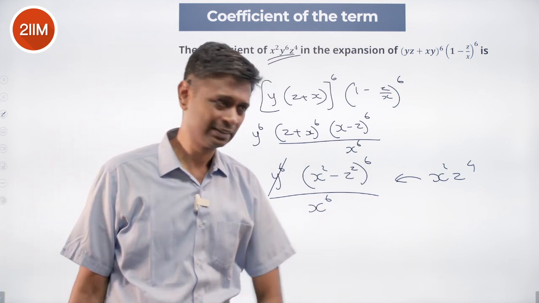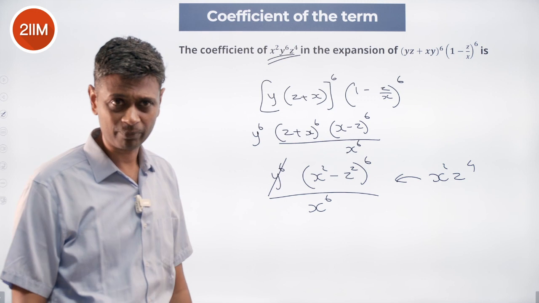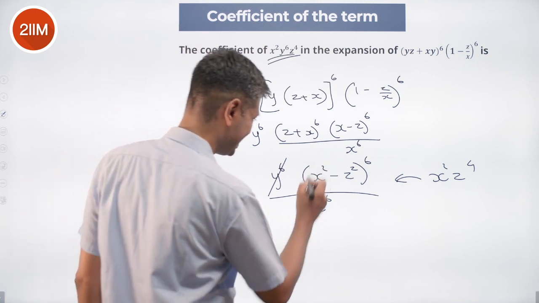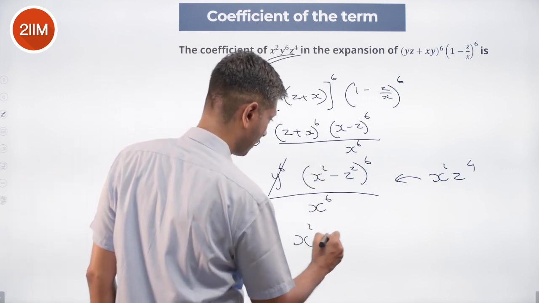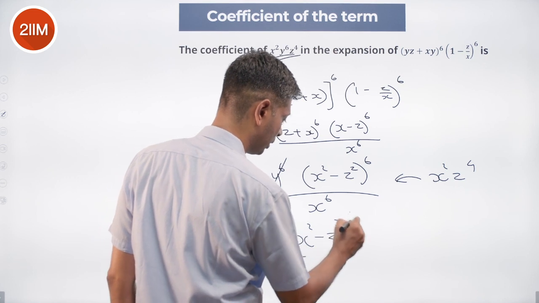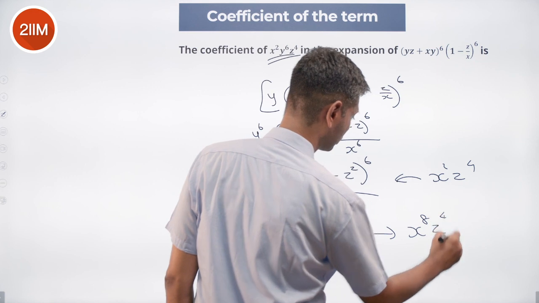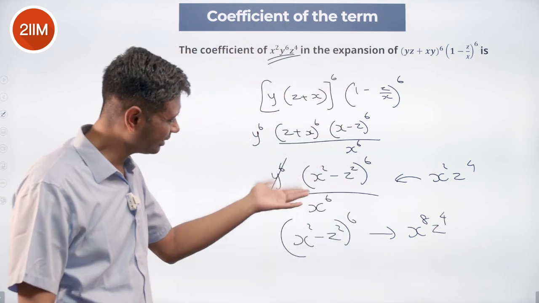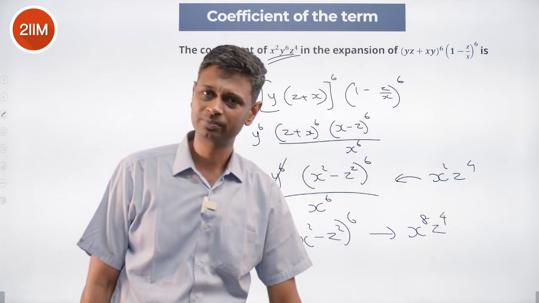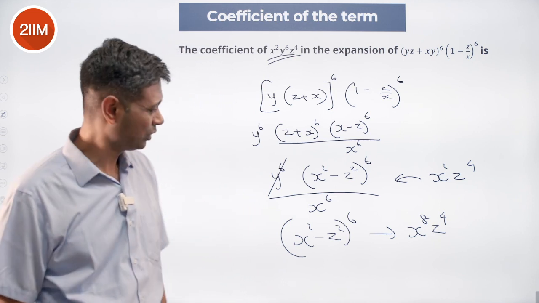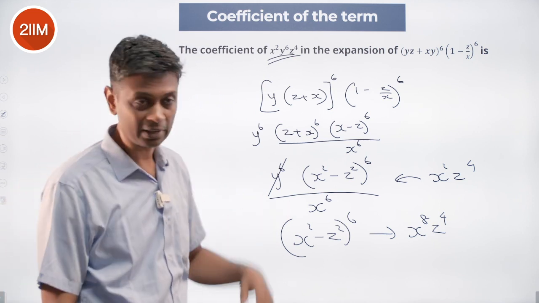Again, forget that. There's an x power 6 in the denominator, or we can say in this expansion x square minus z square whole power 6, we need to find x power 8 z power 4. So that this x power 6 gets cancelled and I get x square z power 4. Nicely done. Lovely. So x square minus z square whole power 6.